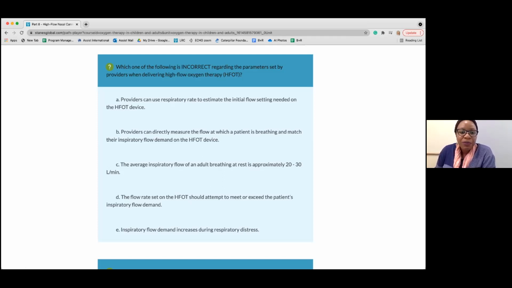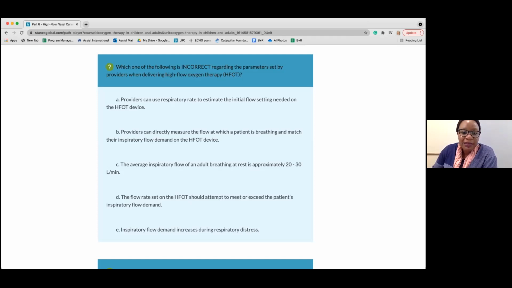And for sure, you find that when you're using your high flow oxygen delivery device, the other answers are correct. Providers can use a respiratory rate to estimate the initial flow. The average inspiratory flow rate for an adult really is 20 to 30 liters. I think this was mentioned in the 2 videos. The flow rate which is set should attempt to meet or exceed the inspiratory flow demand. This is true because if you are below the demand, the device becomes a low flow device.